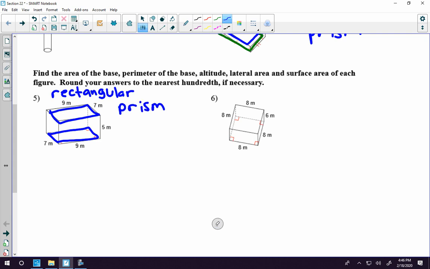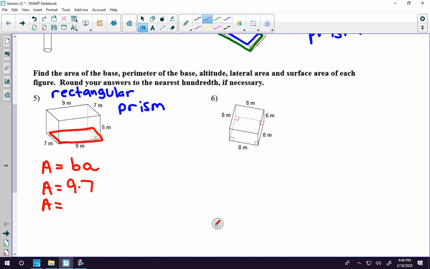Rectangular prism. Now, in order to find the lateral area, the first thing we want to do, going in order in the directions, is find the area of the base. Well, the base down here in red is a rectangle. And the area of a rectangle is found by taking the base and multiplying it times the altitude, or maybe you want to say height. So the area of the base, that rectangle, is 9 times 7. So the area of the base is 63 square meters.